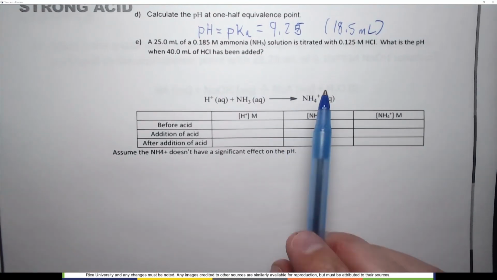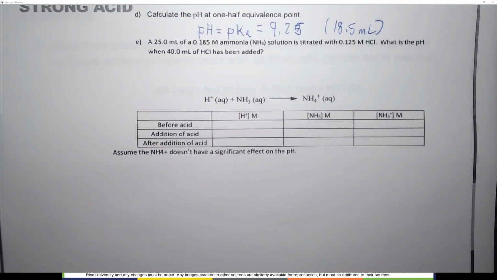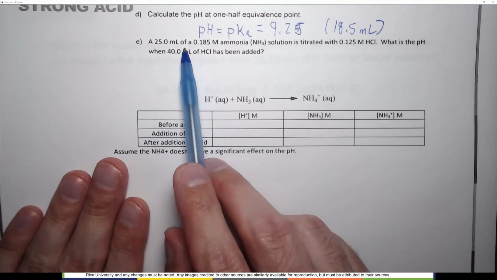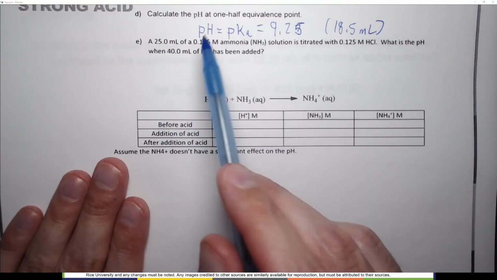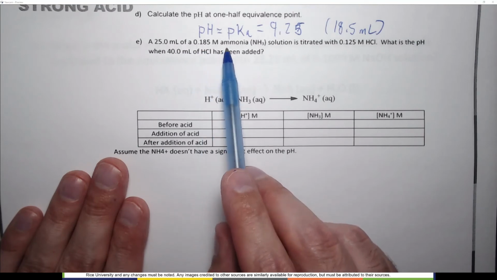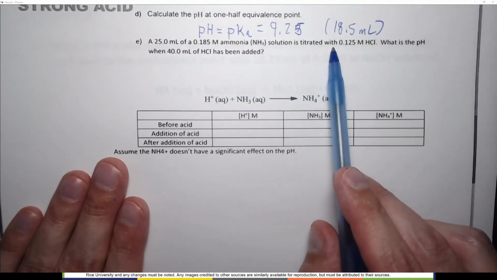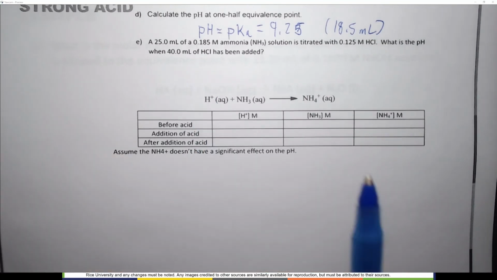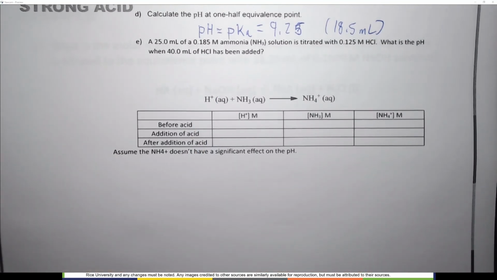All right, so now we have the last point on this curve, and then just one other mathematical operation we can do in these titrations, which is finding molar mass. It says a 25 milliliter, it's written wrong, 25 milliliters of a 0.185 molar NH3 solution is titrated with 0.125 molar HCl. What is the pH when 40 milliliters of HCl has been added?